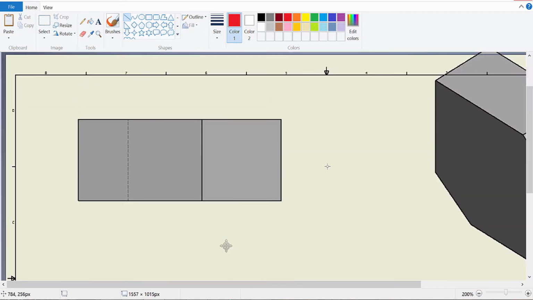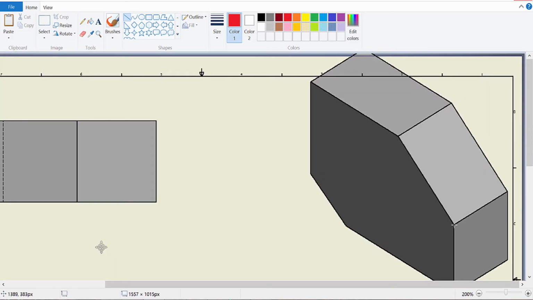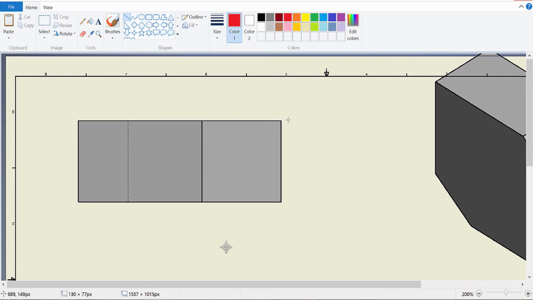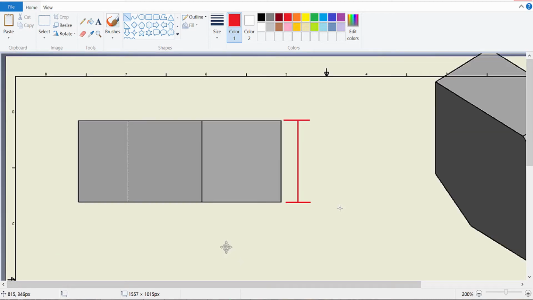Okay, and we're also going to have our depth dimension, or once again recall how far the part goes back. So that's best seen from the top view, or sometimes the side view is also fine. So that's going to be over here, because this here is the top view. Okay, so we have our three overall dimensions in place.